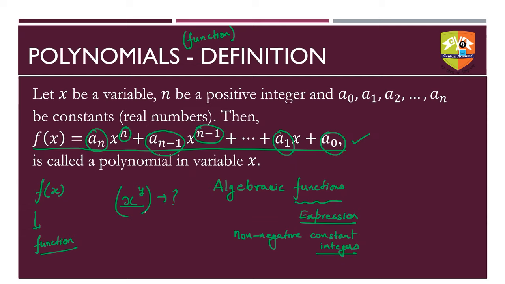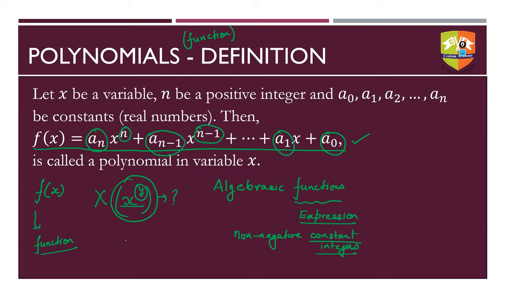Polynomial if y is a positive integer. That's what you're saying, Aryan. So in this state, it is not a polynomial because we do not know anything about y. Okay, so y has to be a non-negative integer only then. Otherwise, what did I tell you? Non-negative constant integers, it has to be. So the power itself cannot be a variable. Yes, we have to specify that y is a non-negative constant integer.